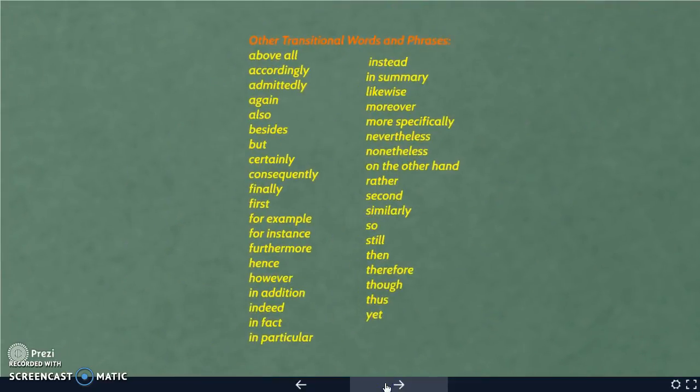Other things you might consider are transitions, and so this is just a list of transitional words and phrases. You certainly can write these down, but you can also Google them. I encourage you for the research paper to use a transition you've never used before.